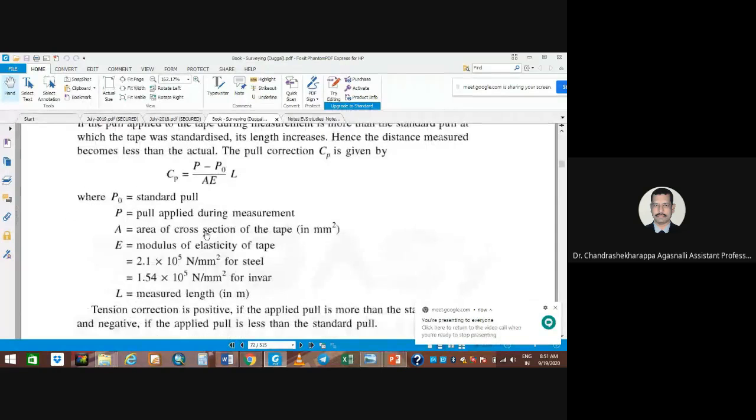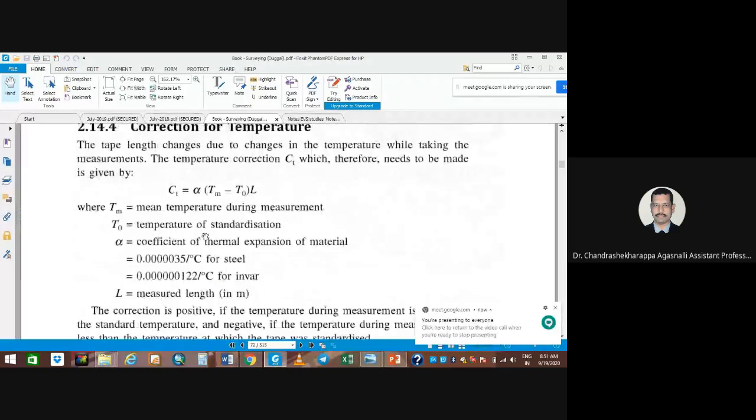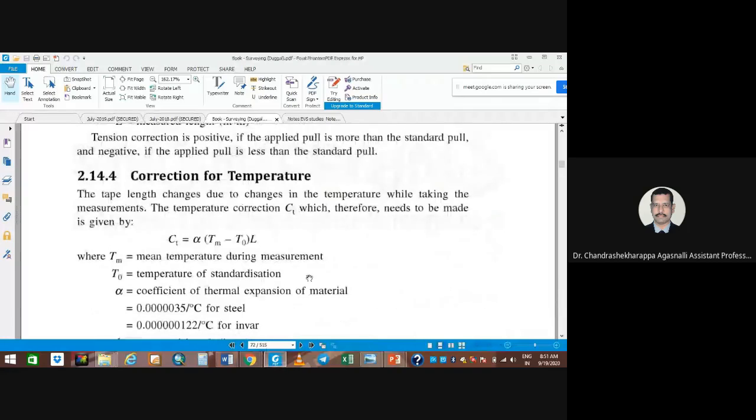And the correction for temperature. You know that when you are doing the survey on site, it is very difficult. Especially after 10 o'clock and before 4 o'clock, there will be high temperature. The tape length changes due to the changes in temperature while taking the measurement. That is the most important. But when you are using a metal tape, it will not happen as much.